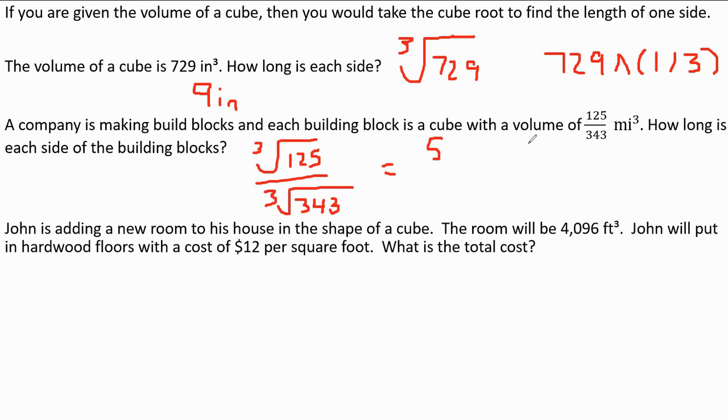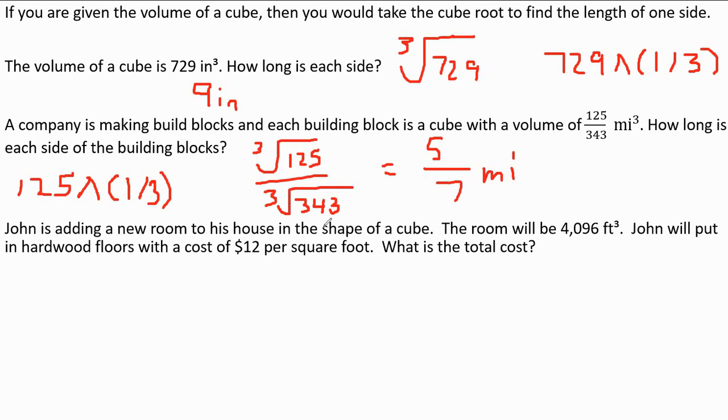And for 343, I believe that's going to be 7, but I'm going to put that in my calculator. And that will indeed be 7. So this would just be 5/7 of a mile. Again, if we're doing 125 in the calculator, it's 125, and you have the caret key, and parentheses 1 divided by 3. And then this last question has a couple of steps to it.